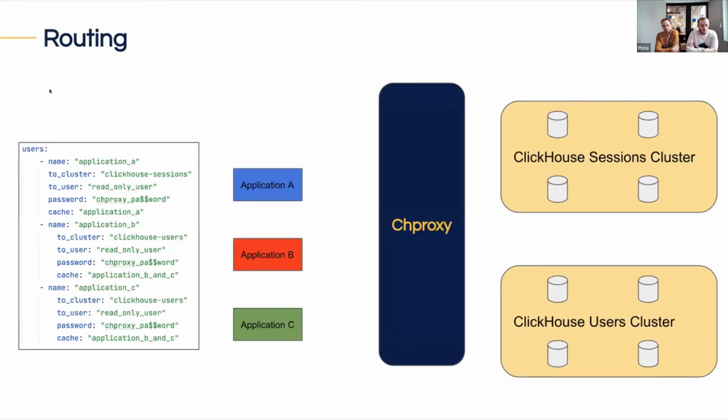Now, a quick word about routing. Nothing fancy here, but basically, if application A sends a query to ClickHouse proxy, it will be forwarded to the correct cluster. The same thing will happen for application B and application C, which will be routed to the ClickHouse user cluster.